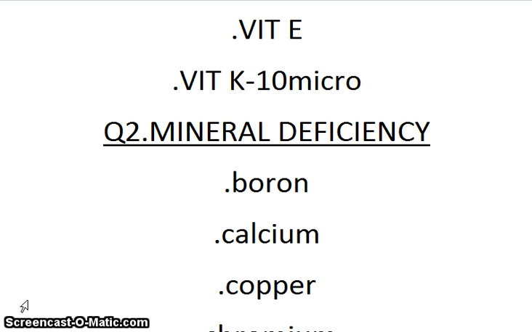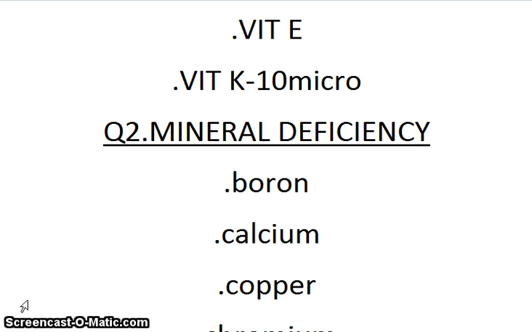Next is copper deficiency. It causes anemia, growth retardation, defective keratinization, pigmentation of the hair, hypothermia, degenerative changes in aortic elastin, osteopenia, and mental retardation.